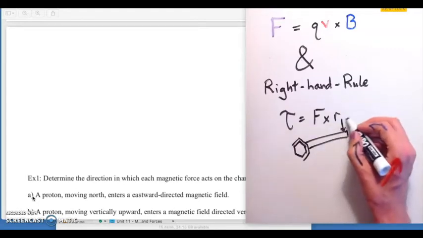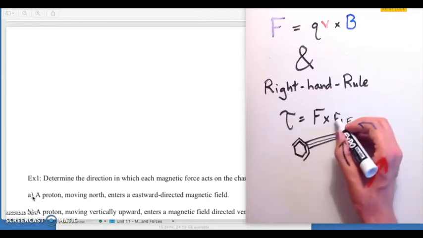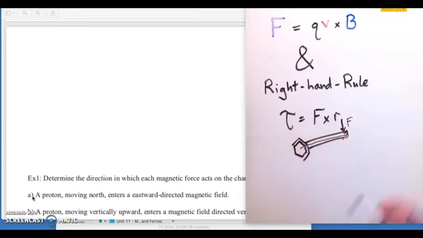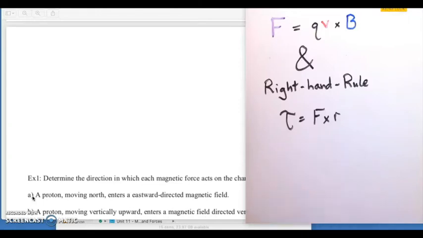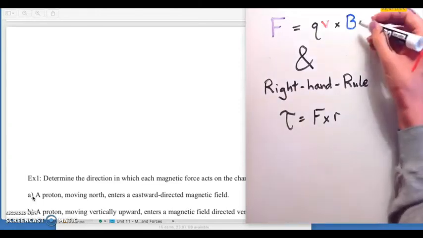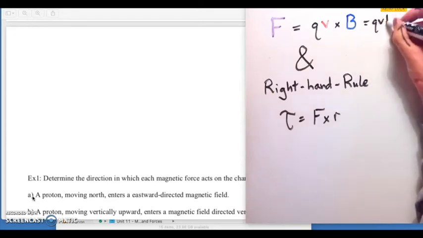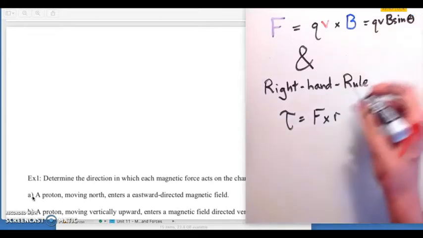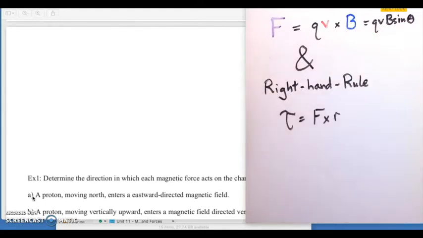So F being applied perpendicular to the handle, which would be the r, the radial vector, would give you the amount of torque that was being applied. The rule there was perpendicular, and that was pretty much all that we worried about there. This equation is often going to be written as qvB sine theta for that reason that I just discussed. There will be no force unless the velocity and the magnetic field are at least a little bit perpendicular.